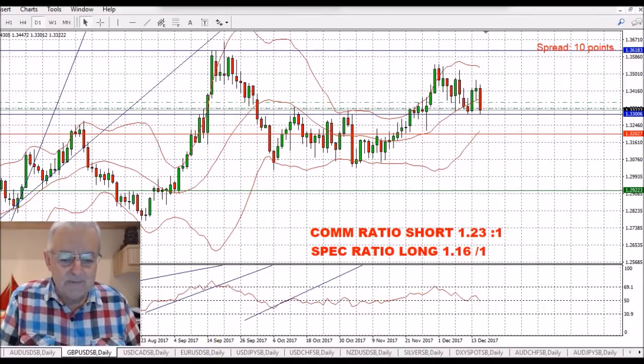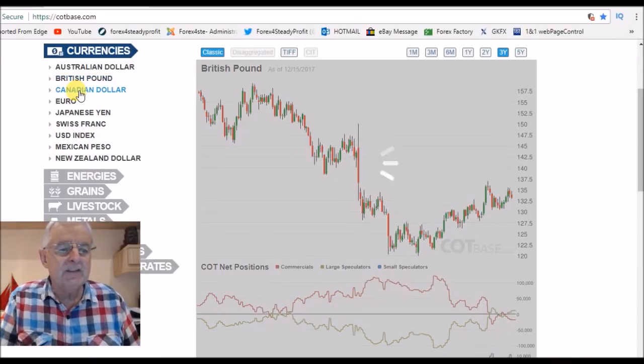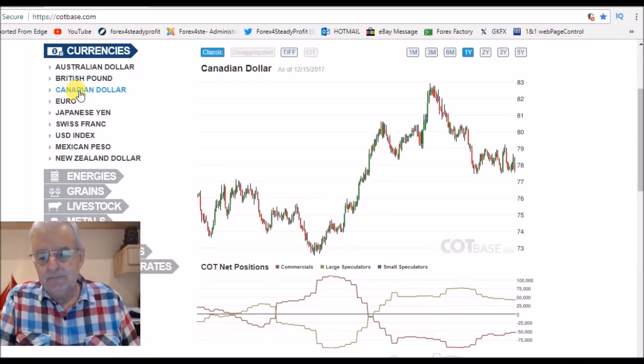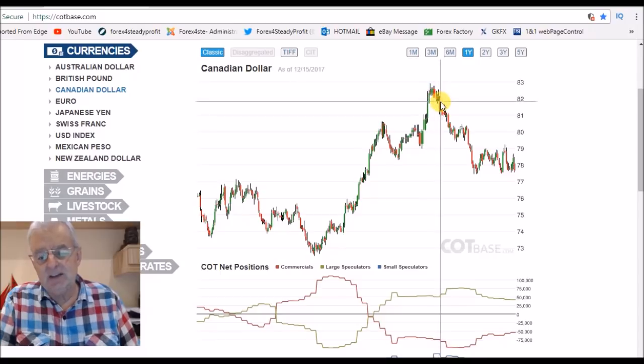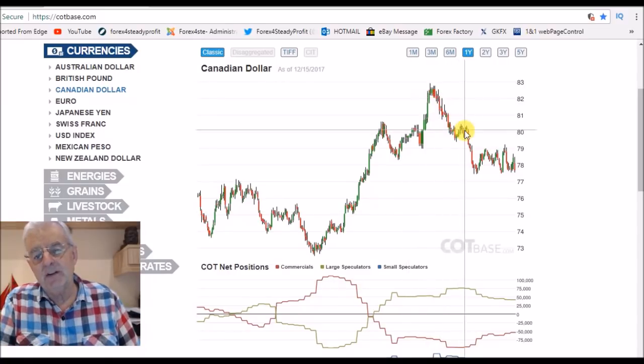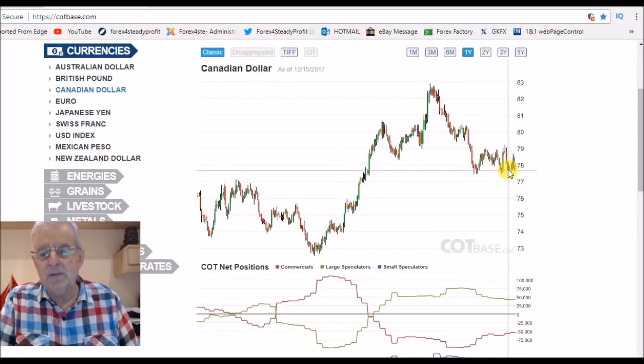So, see what happens. Canadian dollar. It's come off the highs. We had an extreme bearish position by the commercials, and we've come off the highs. We've come down, and we've been in this sideways movement for the last few weeks, not really going too far.